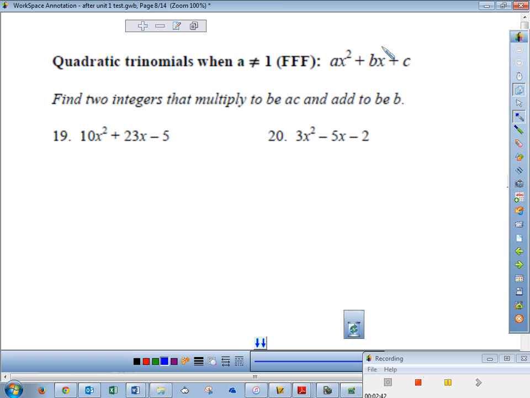Alright, now time to slow down, Mr. P. Factoring when a is not 1. I call it frowny face factoring. 1, because it's not very much fun, and 2, because I make a little frowny face.